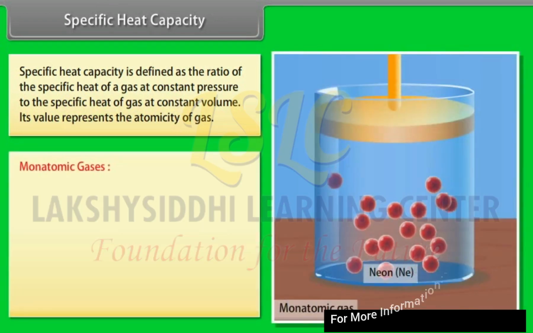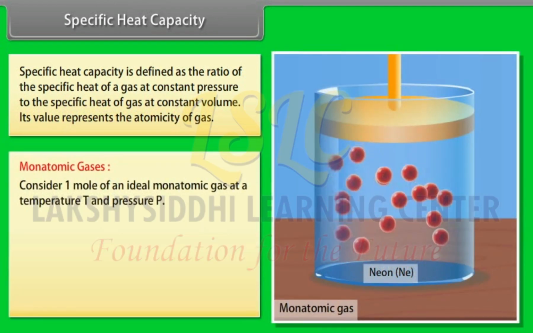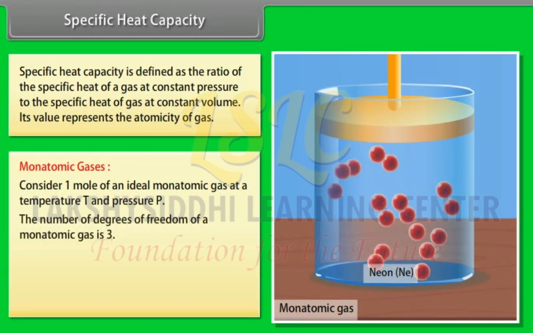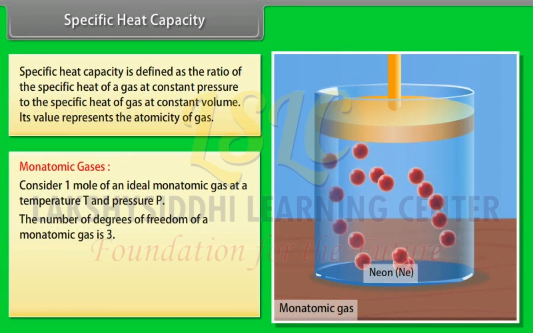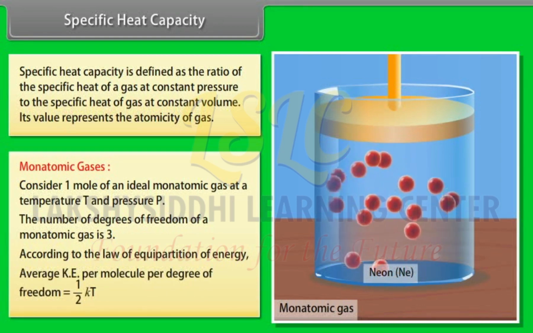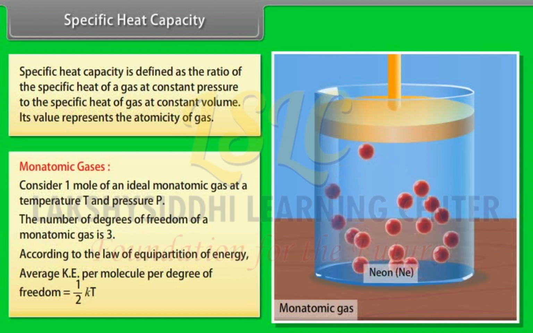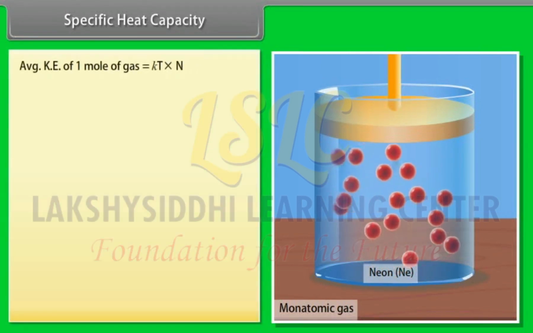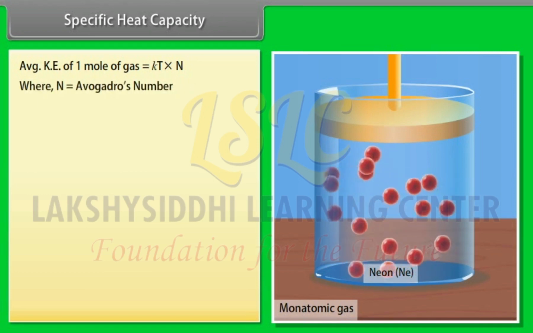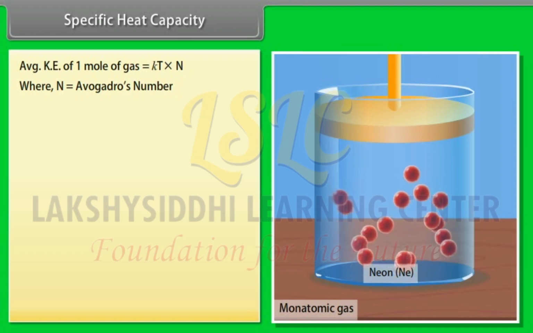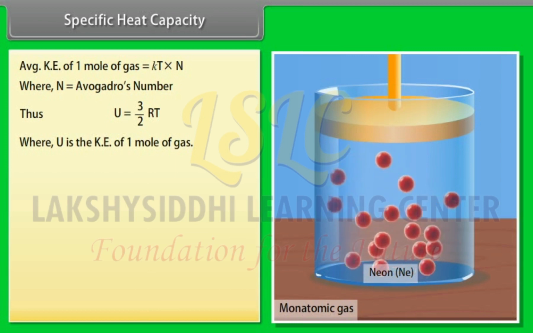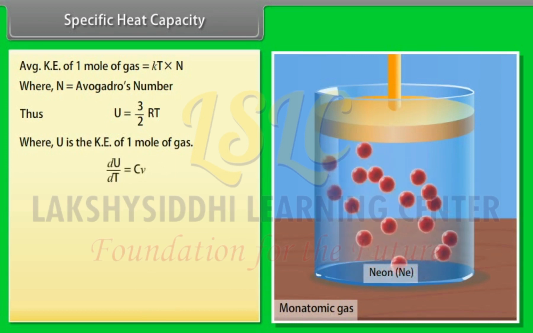Monoatomic gases. Consider 1 mole of an ideal monoatomic gas at a temperature T and pressure P. The number of degrees of freedom of a monoatomic gas is 3. According to the law of equipartition of energy, average kinetic energy per molecule per degree of freedom is equal to half kT. Average kinetic energy of 1 mole of gas is equal to 3/2 kT into N, where N is equal to Avogadro's number. Thus, U is equal to 3 by 2 RT, where U is the kinetic energy of 1 mole of gas. dU by dT is equal to Cv.